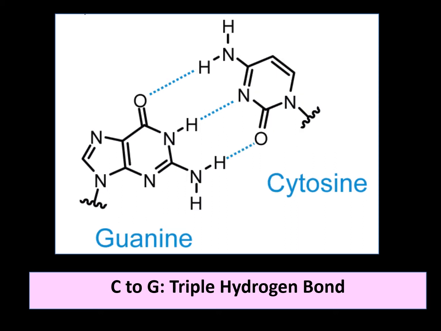Compare that to cytosine and guanine and their hookup. Cytosine again is a 1-ring molecule, whereas guanine is 2 rings. And when they combine, they actually form a triple hydrogen bond. So that means they have 3 hydrogen bonds that are holding those nitrogen bases together in the interior of the DNA helix molecule.